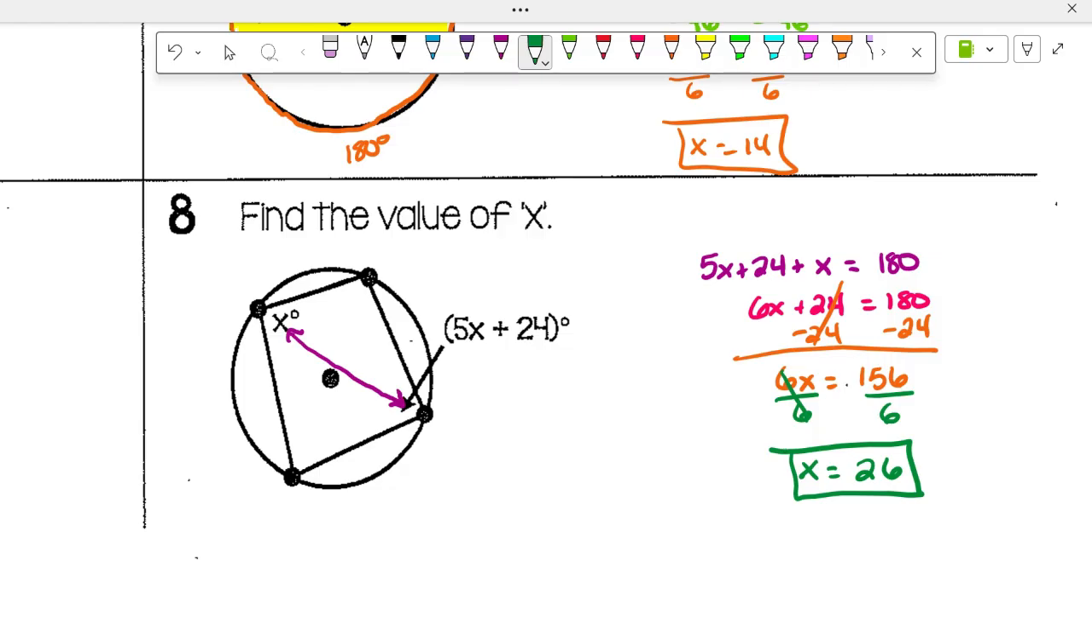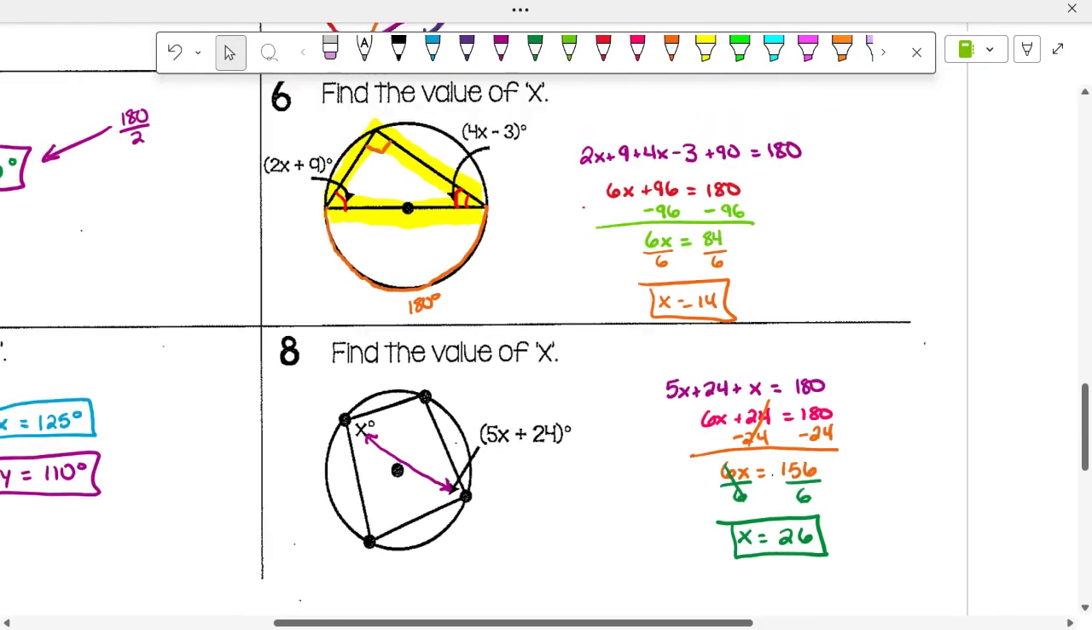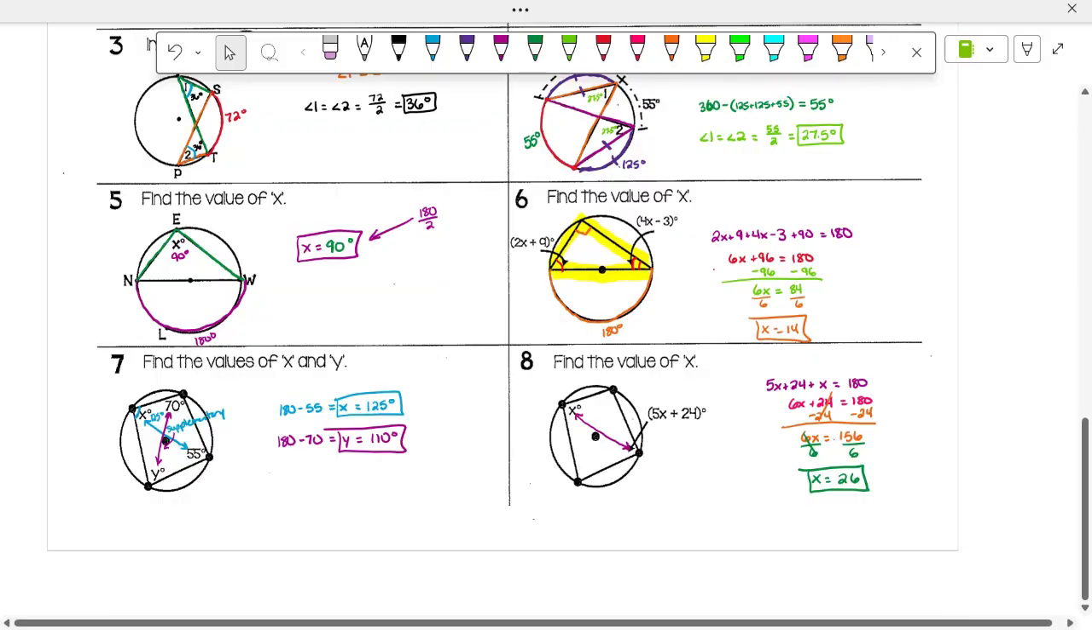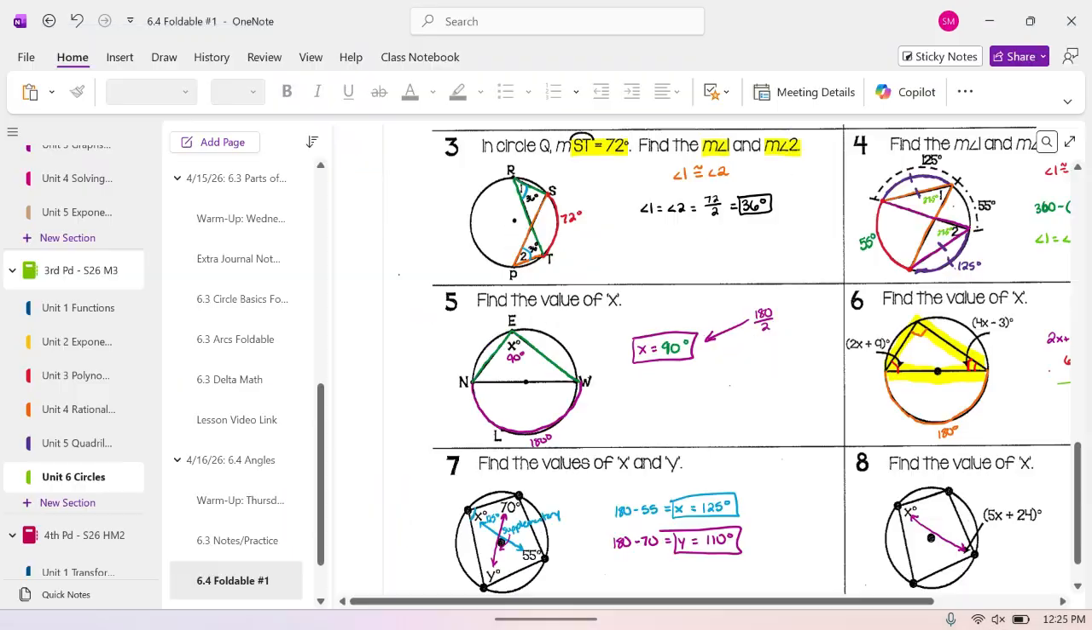Any questions on inscribed angles? So the big takeaway from inscribed angles overall, if there's one thing you need to take away from inscribed angles, it's that inscribed angles are half their intercepted arc. That's the big takeaway. Inscribed angles are half their intercepted arc. Any questions on inscribed angles? All right, so now flip to the next foldable.